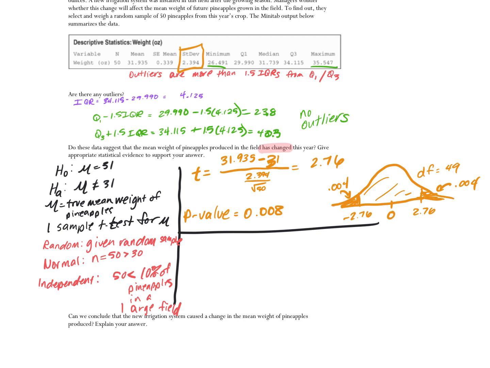Cool, wait a minute. So what conclusion can we make? I didn't give you an alpha, but for pretty much any value of alpha, this is less than the smallest value of alpha we've ever used. So I'm going to use 0.05, but it really wouldn't matter in this case. We can reject H0, and therefore we can conclude the true mean weight of pineapples has changed.